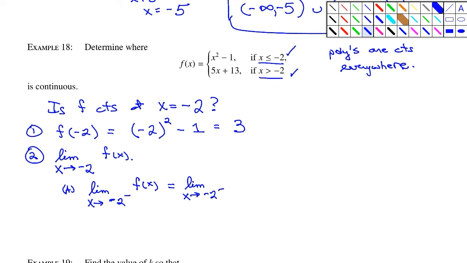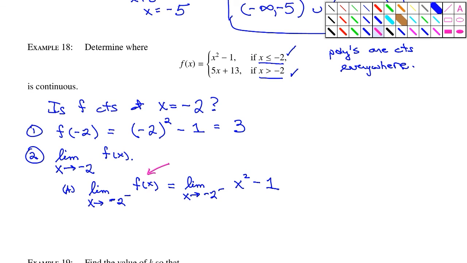Now, which of these pieces is on the left side of -2? It's the top piece. So notice how I had to use f of x in this first part right here. That's because I didn't know which expression to use. And so now I know which expression to use, so I can use the correct one. And now I plug this in, so it's (-2) squared minus 1. There's no real extra consideration for this being a left limit because I'm dealing with a polynomial. It's all going to work out just fine there.